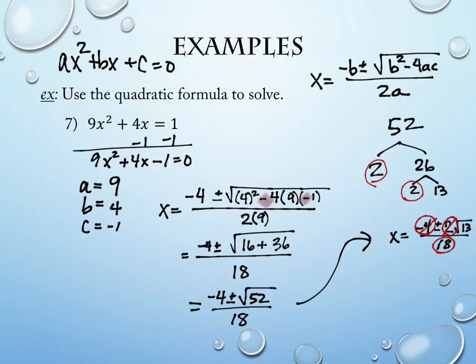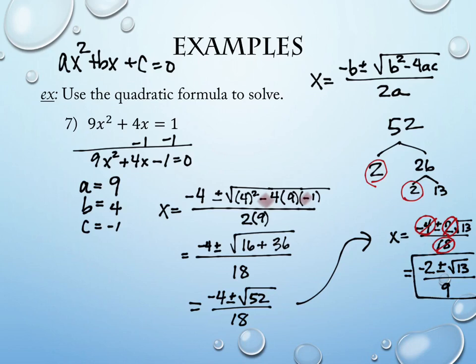So I'll take a 2 out of each one of these pieces. So negative 4 divided by 2 would be negative 2. Positive or negative 2 would end up being a 1. So feel free to write the 1 if you'd like, or leave it off. And the 18 divided by the 2 would be a 9.